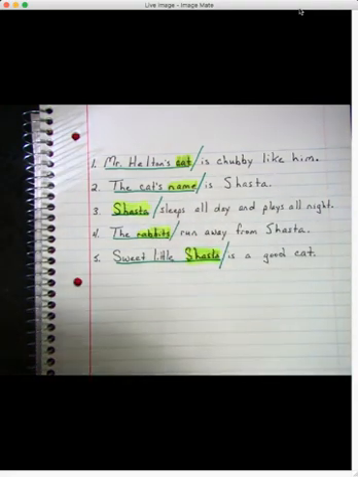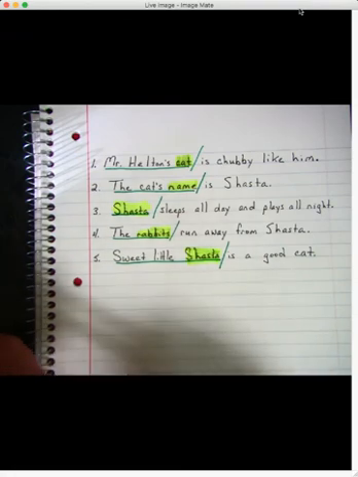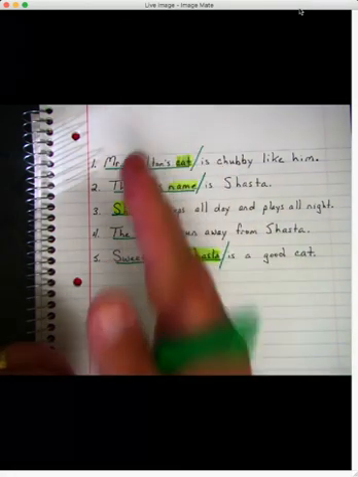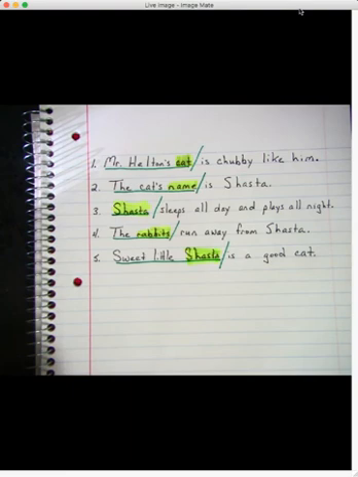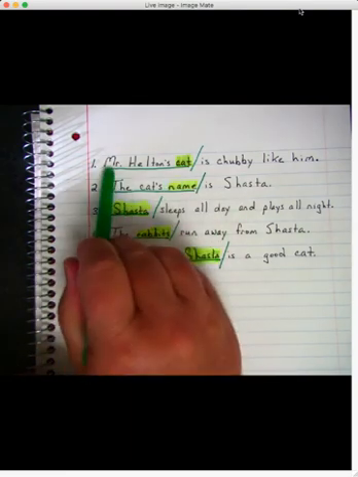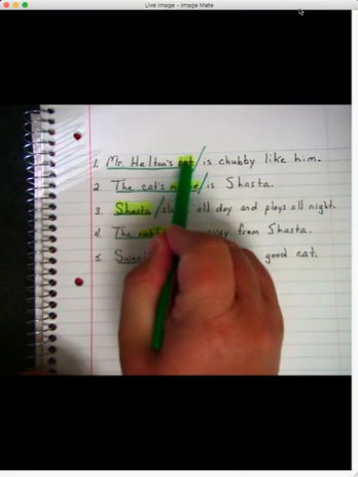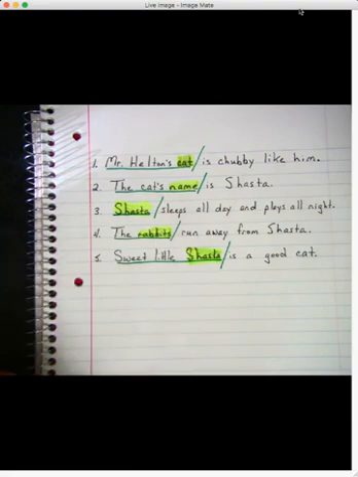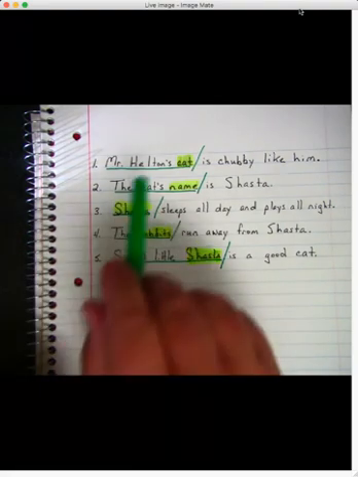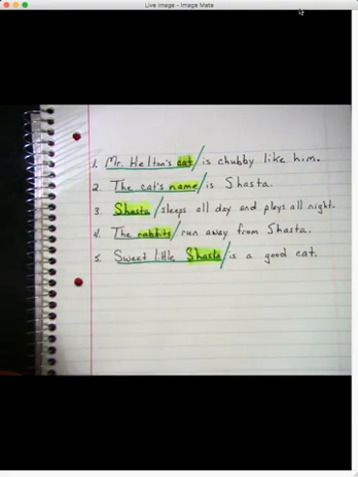So let's review. The subject of the sentence is the part of the sentence that tells who or what the sentence is about. All of the words that are in the subject are called the complete subject. And the one word in the subject that tells what the sentence is about is called the simple subject.